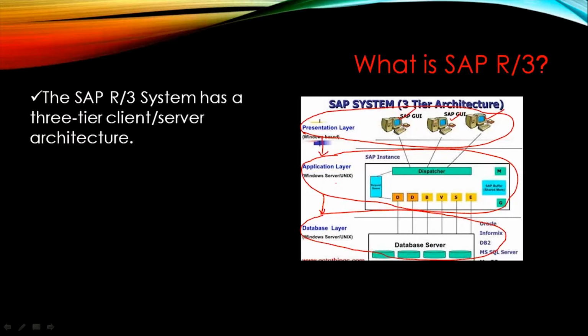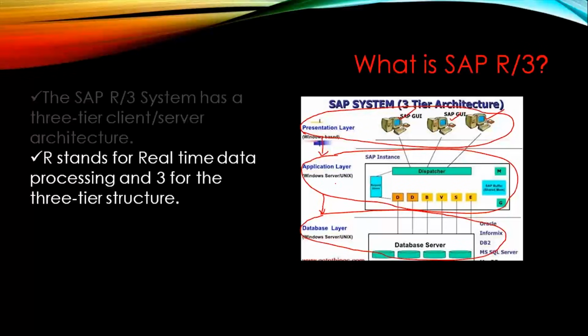Now, this is the technical side of SAP. We don't need to worry about how they work or how they are installed. That's a different module in SAP. This is just for your knowledge. So this is the 3-tier client server architecture. When I say SAP R3, R stands for real-time data processing, and 3 stands for 3-tier architecture.